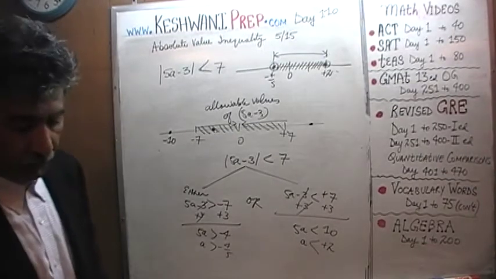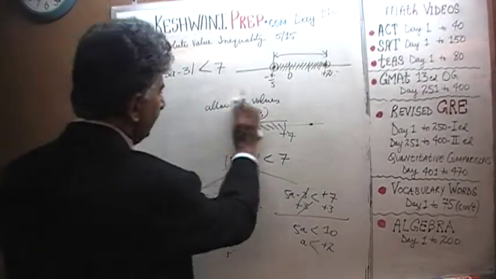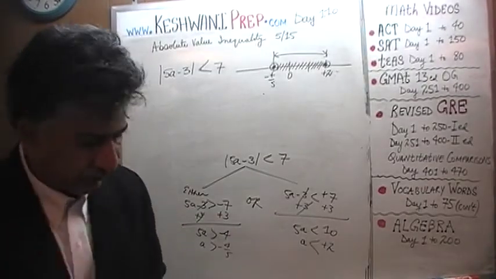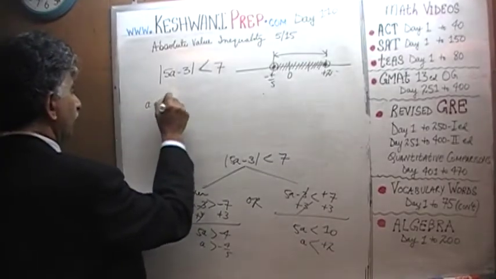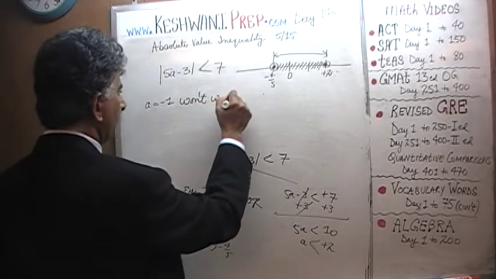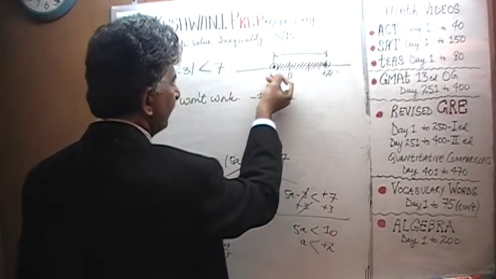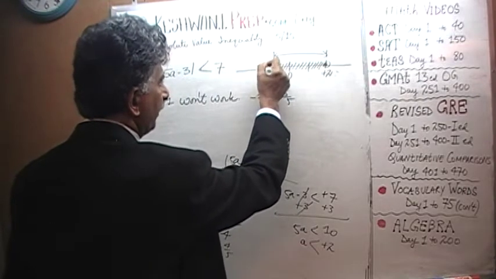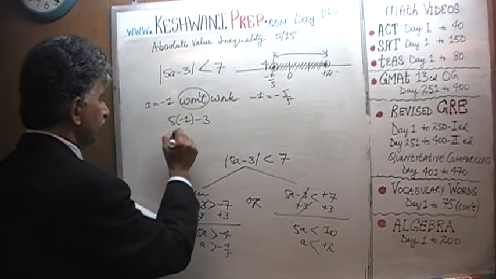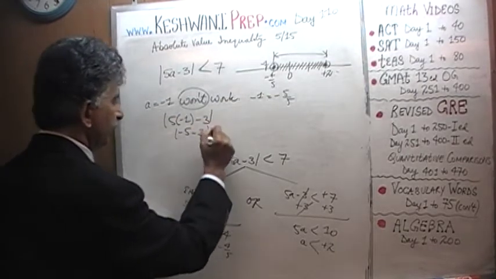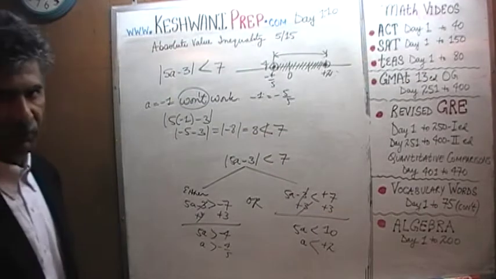That's our solution. Well, why don't we take a couple of examples and see if this actually holds. I'm going to erase this part. We need the transition part here. For example, a equals negative 1 won't work. Why? Because negative 1 is the same as negative 5 fifths. Negative 5 fifths is to the left of negative 4 fifths, so negative 1 is outside the range. It won't work. We'll show it here: 5 times negative 1 minus 3, which is negative 5 minus 3, absolute value of negative 8 is 8, and 8 is not less than 7. As you can see, it does not work.